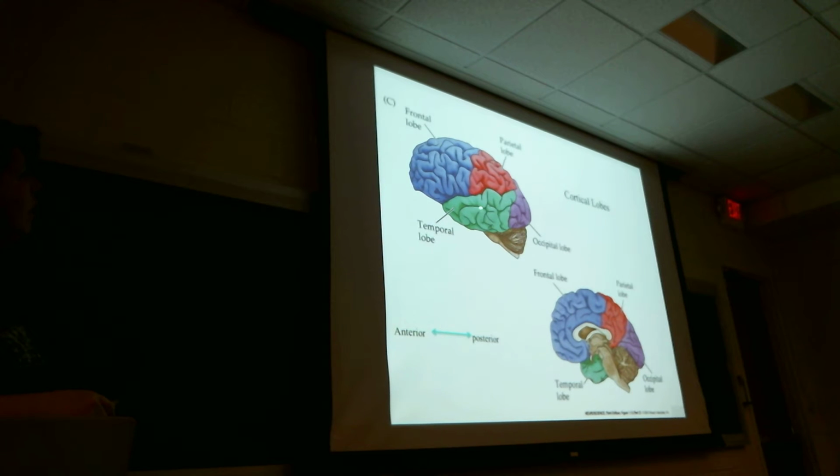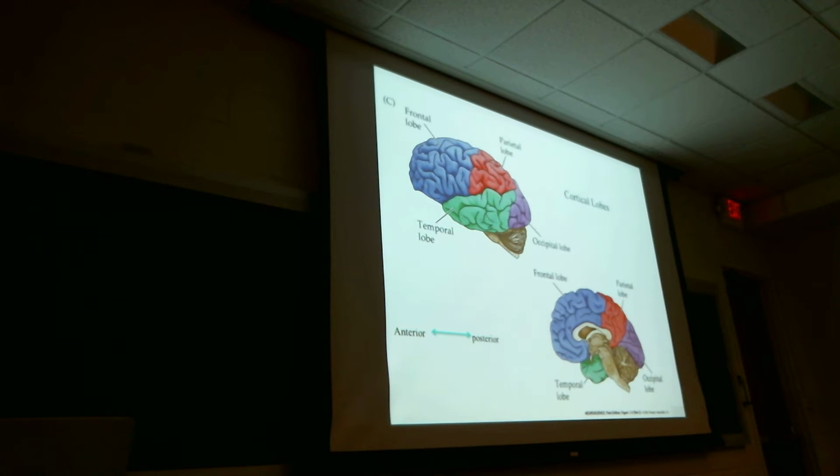Okay. Here's the temporal lobe. Here's that lateral fissure. And then the occipital lobe sits on the very back. The occipital, we call the occipital pole, the very posterior pole of the cortex. Okay, so this is a lateral view. This is what we would call a medial view. So this is what we would call basically a mid-sagittal section.